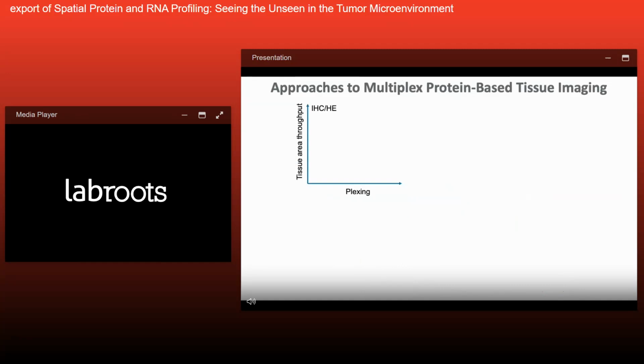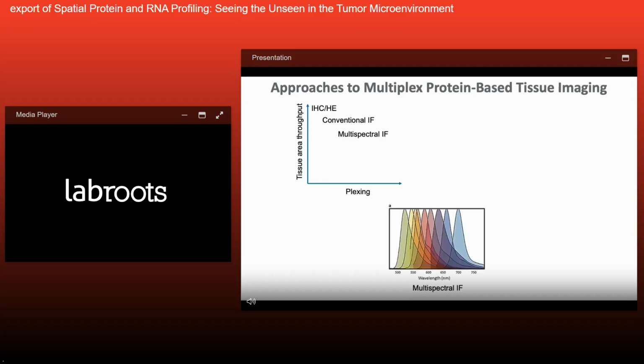As many of you know, multiple assay types are available for protein-based tissue imaging. We can think of these along two major axes of differentiation, one of which is plexing, or the number of markers that can be included in each assay, and the other is the tissue area throughput. Traditional single-color immunohistochemistry, or H&E staining, offers very high throughput, but has a very limited plexing capacity. Conventional immunofluorescence can look at 3 or 4 markers together potentially, slightly higher plexing, slightly lower throughput. Multispectral immunofluorescence can look at up to 9 markers and offers a really nice balance of plex and throughput.